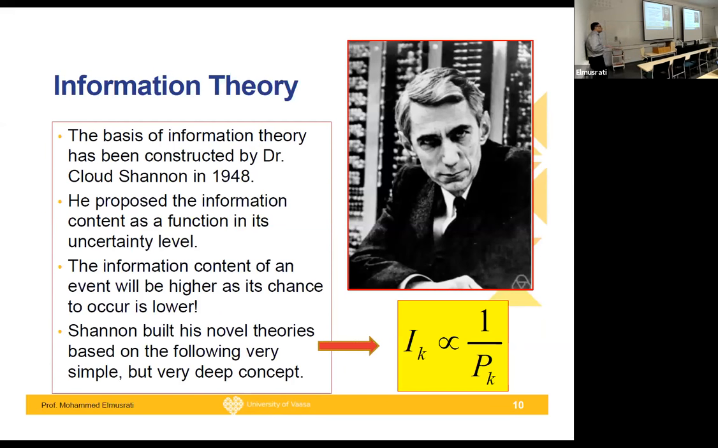In information theory, the inventor, or actually the founder, of information theory was Claude Shannon in 1948. He put the basis of information theory. His concept is very basic, yet very deep and very important. He said that the information content of any event is inversely related to its probability of occurrence. Based on this basic concept, he was able to build a very strong theory, which is actually the basis of telecommunications.